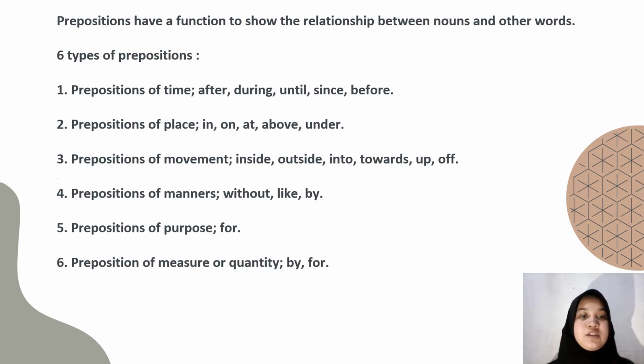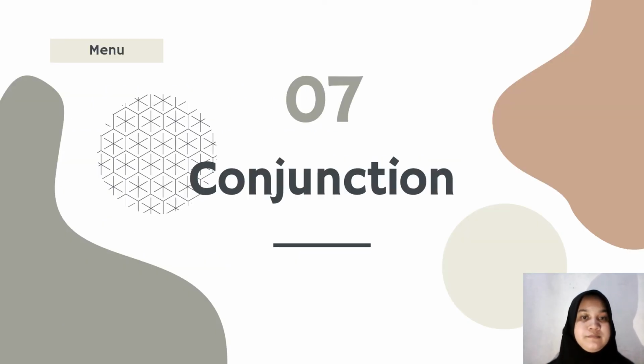3. Prepositions of movement, for example, inside, outside, into, towards, up, and off. 4. Prepositions of manner, for example, without, like, and by. 5. Prepositions of purpose, for example, for. 6. Prepositions of measure or quantity, for example, by and for.